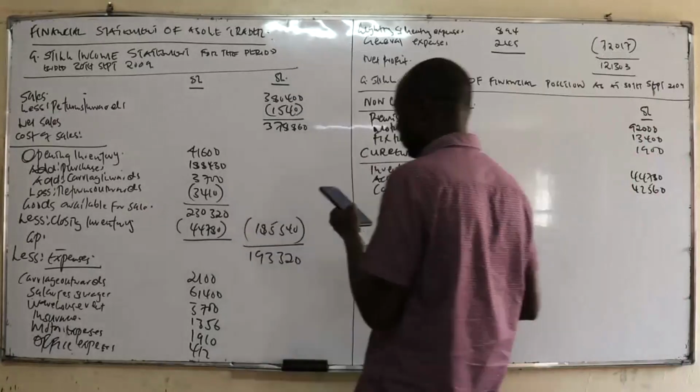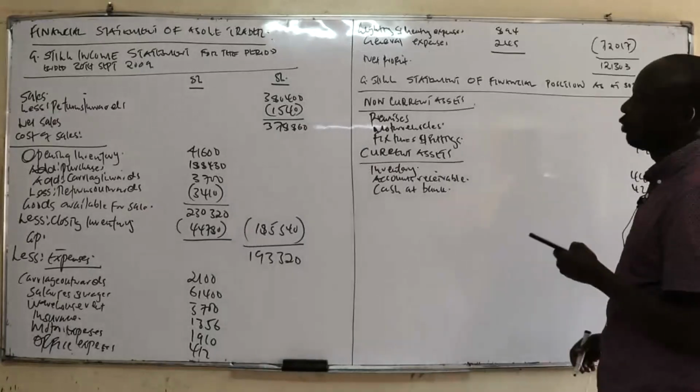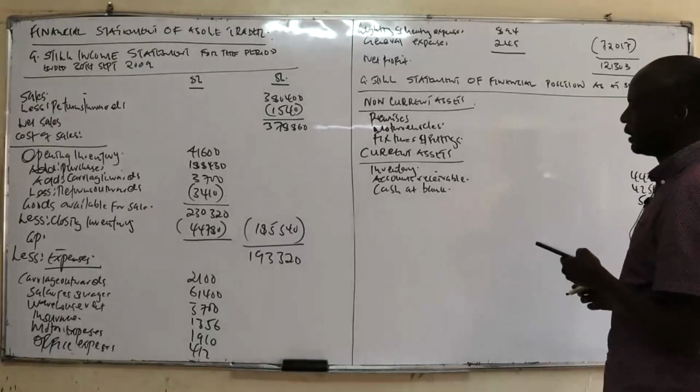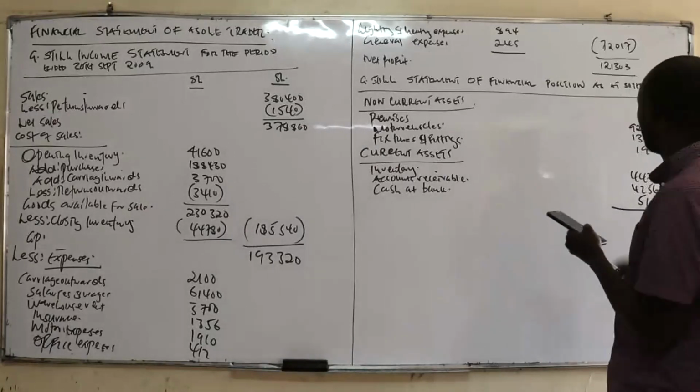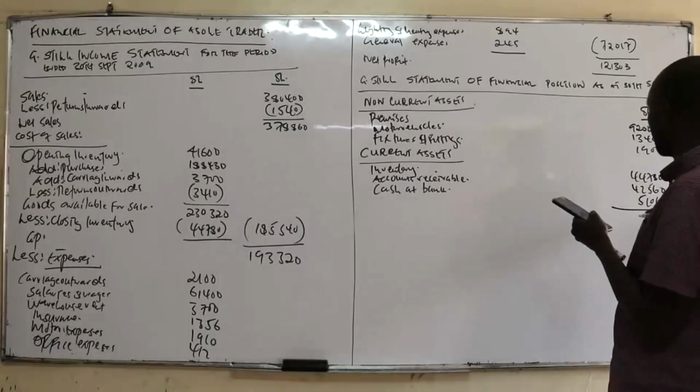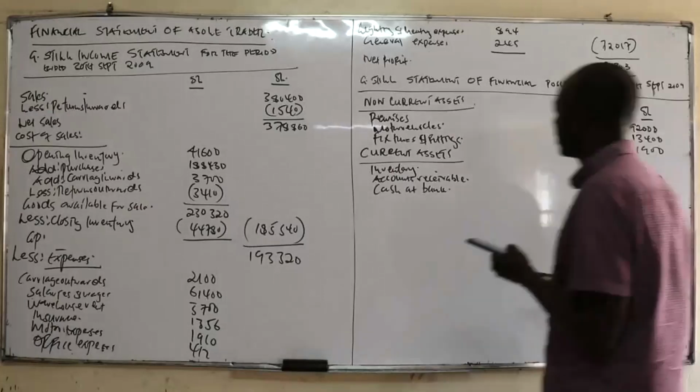Cash at bank is 5106. These items, you get them in the statement, in the trial balance. We learned how to make the trial balance, and then you add all the assets. So here we get 199,746. Those are the total assets. You write there total assets.